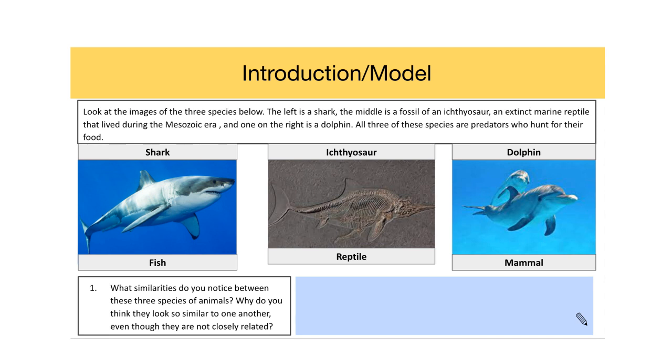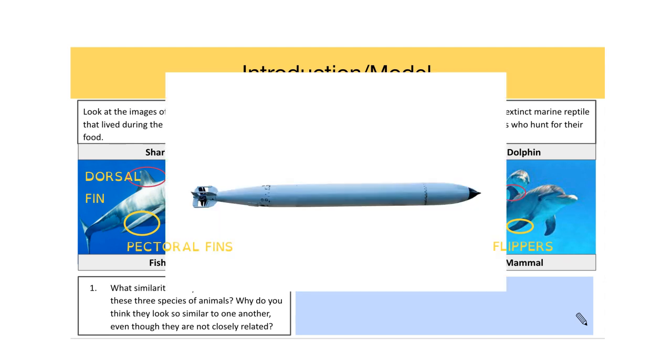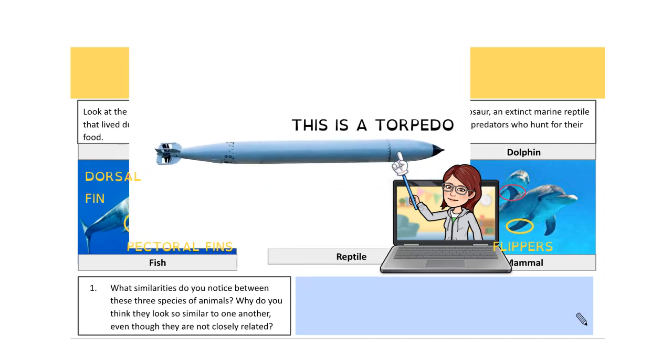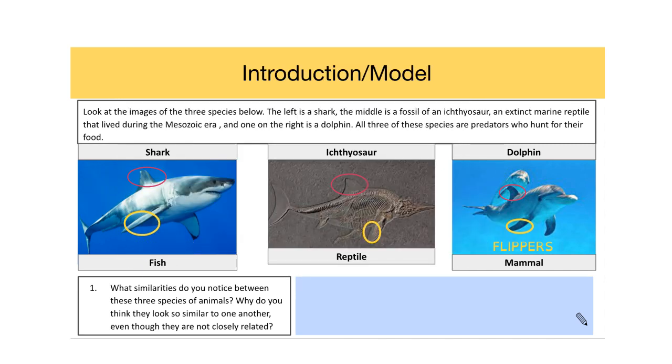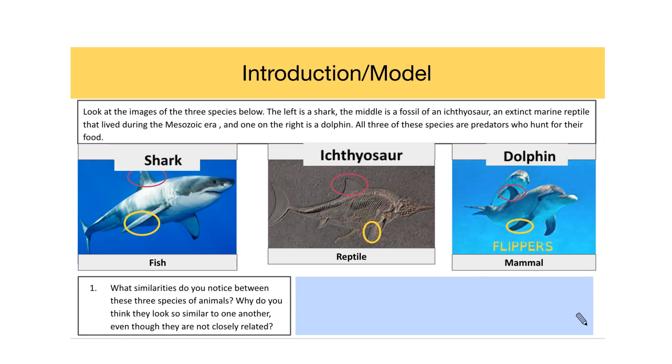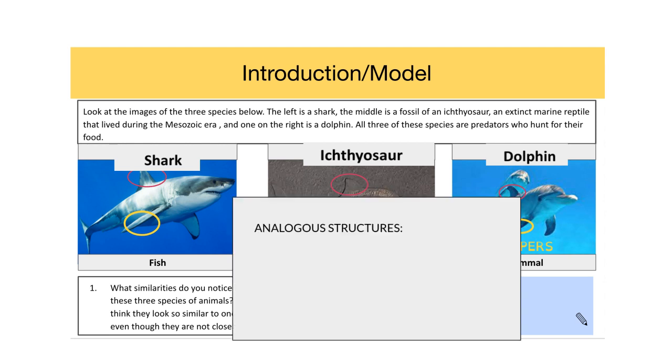Let's start by circling everything that looks similar in the three different species. The three of them seem to have a dorsal fin. They also have pectoral fins that we call flippers in dolphins. Another characteristic that I observed is that the three species have a torpedo-like body that is useful to swim very fast under the water. As you can see, even though the shark, the ichthyosaur, and the dolphin are not closely related, they share similar structures that are called analogous structures.